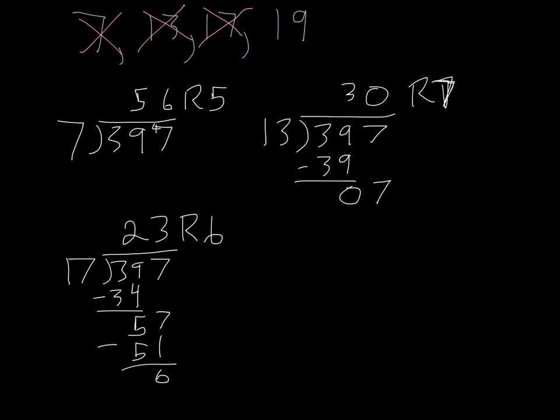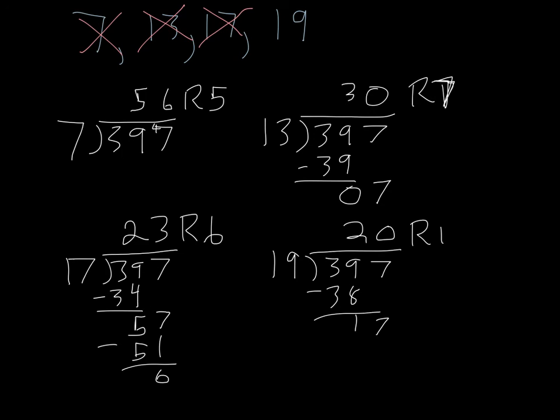The final prime we need to check is 19. So let's give it a go. So 19 into 397. 19 goes into 39 twice, so that's 38. Bring down our 7. 19 goes into 17 0 times, so it has a remainder of 17. So it also has a remainder.